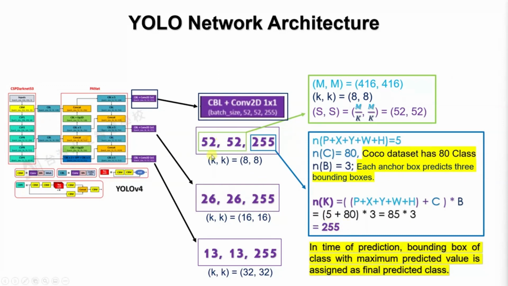Now, as we have seen this one, we can easily tell this one, because here the kernel size is 16 by 16. That's why it's 26 by 26. Here the kernel size is 32 by 32. That's why it's 13 by 13. Very simple.